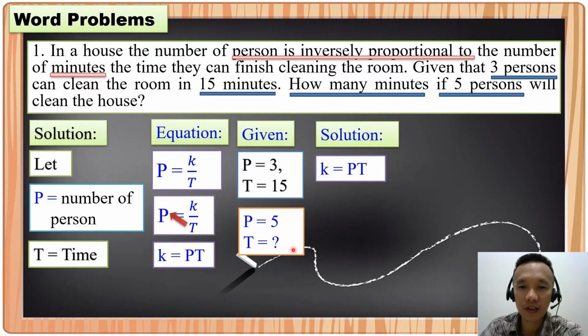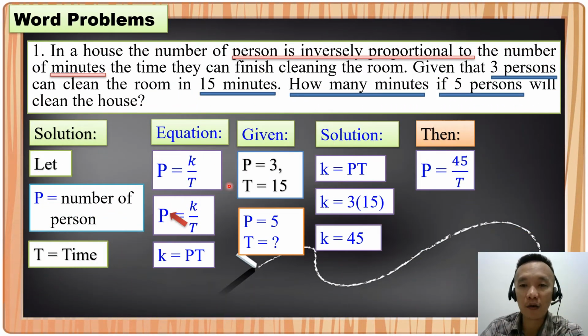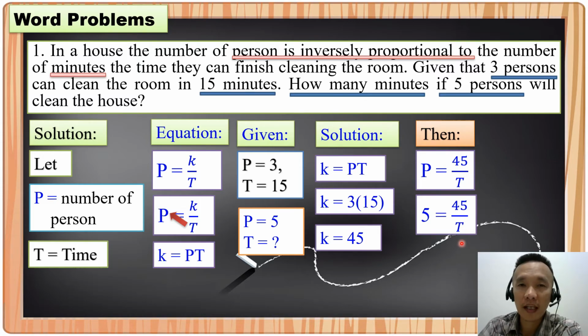Therefore our solution now, from K is equal to PT, we'll have 3 for our persons and 15 for our time. So our K now is 45. So going back to our formula, P is equal to 45 over T. So we are just going to replace our K by 45. And therefore, our P is substituted with 5, and T is missing because we don't know how long they can finish it.